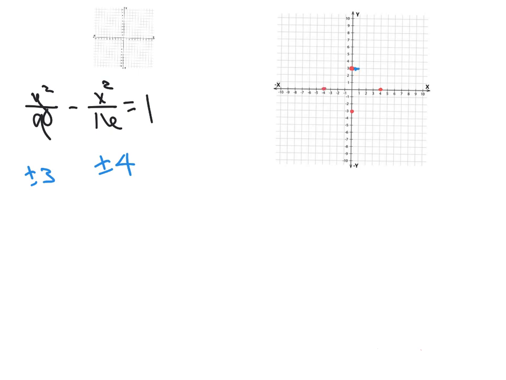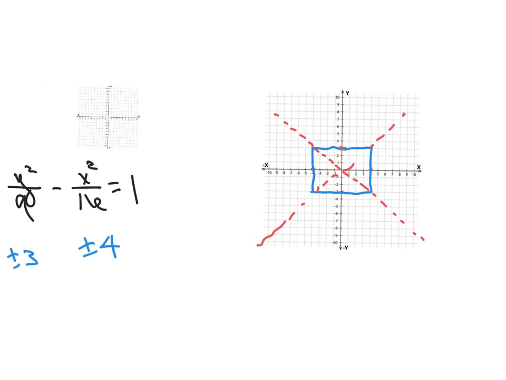I'll do it in blue. Draw the box. Draw the red lines. Okay. And I end up drawing my cool little hyperbola going through that point there on the y-axis, going through that point there on the y-axis, and I'm done.